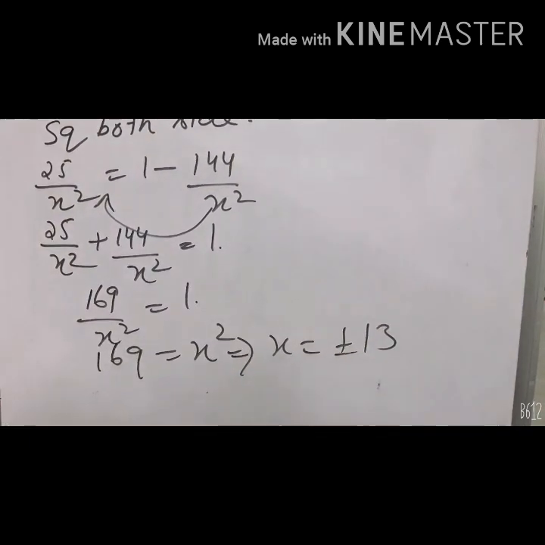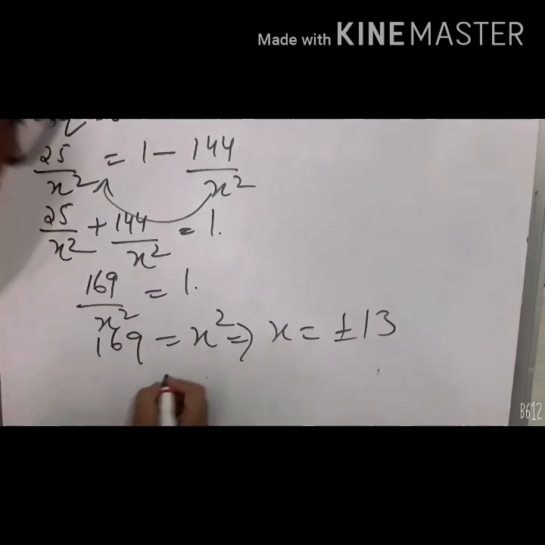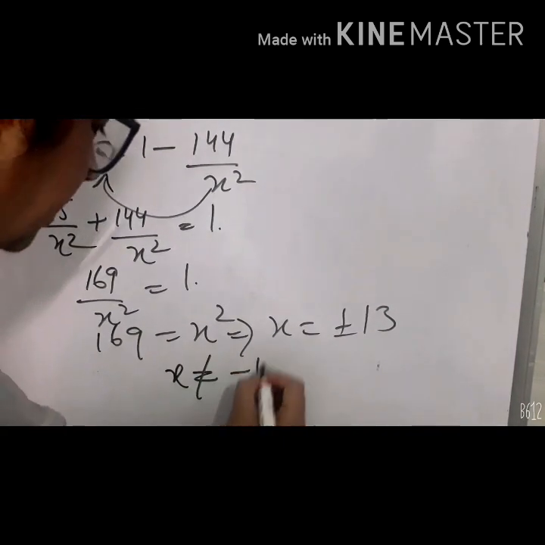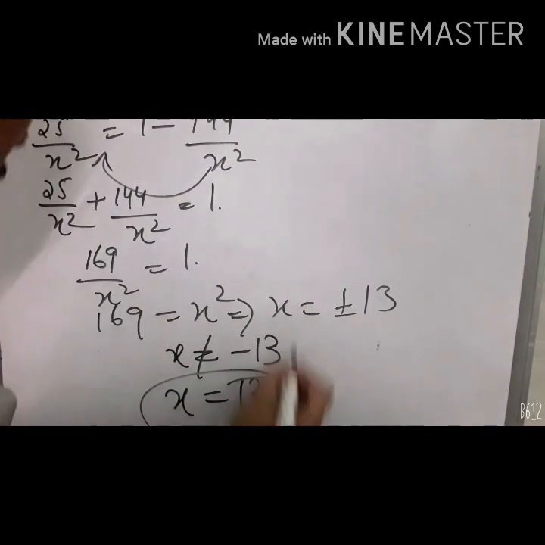But in the question they mentioned that x should be greater than 0. That means x cannot be minus 13. x is only 13. This is your answer.